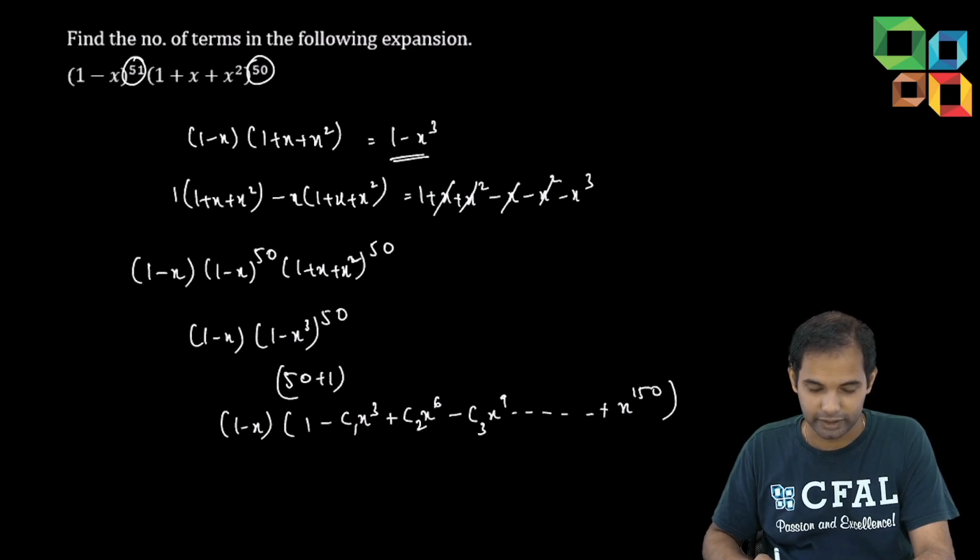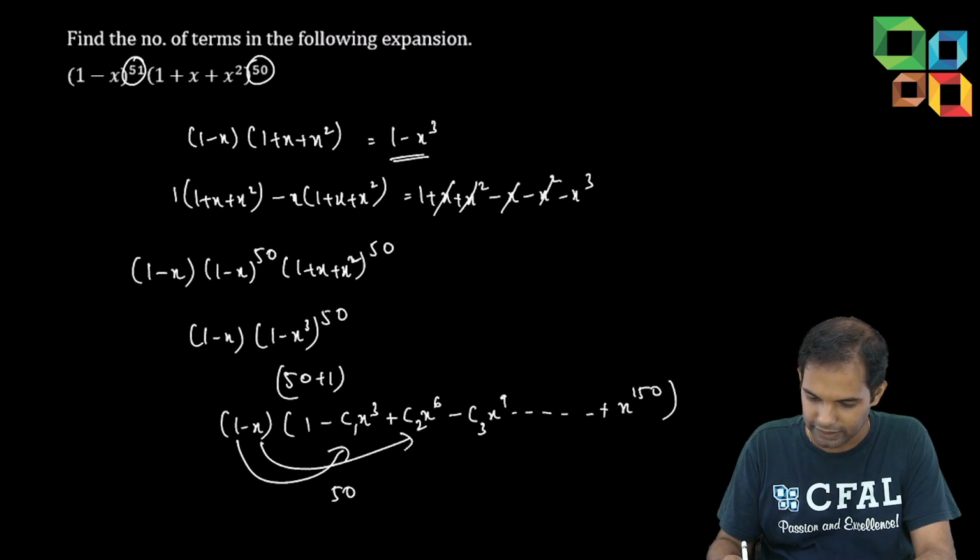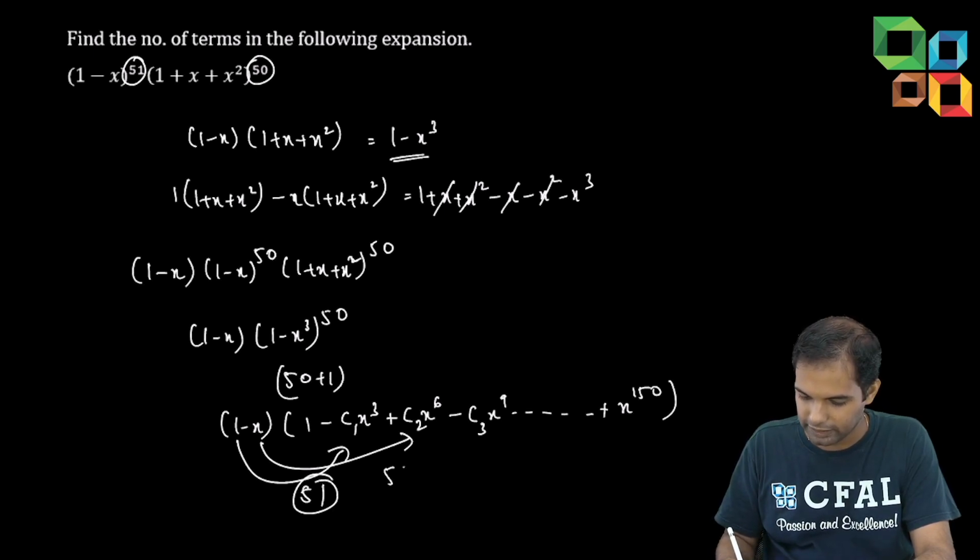Look at the terms here. 1, I'll multiply to all the terms. I'll get 50 terms, right? Again, x will multiply. Sorry, there are 51 terms, right? Not 50 terms. So if I multiply, I'm going to get 51 terms. Right? x will multiply to each, again I get 51 terms.